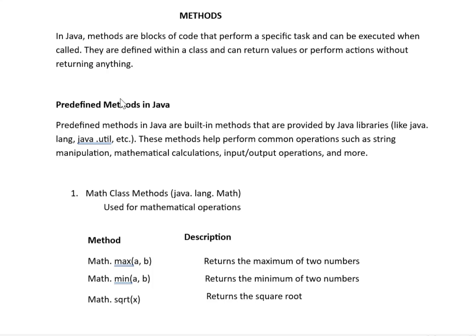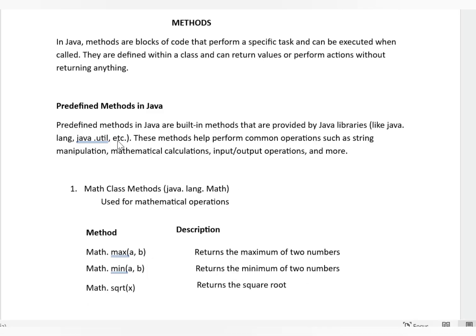And when we talk about the types of methods, we'll have predefined methods and also user defined methods. In today's video we will see what are predefined methods in Java. Predefined methods in Java are built-in methods that are provided by Java libraries. Here java.lang and java.util are the packages. And these predefined methods help in performing common operations such as string manipulation, mathematical calculation, input and output operations and many more.